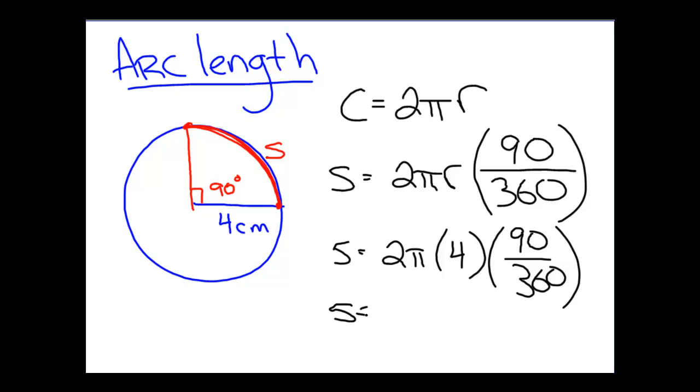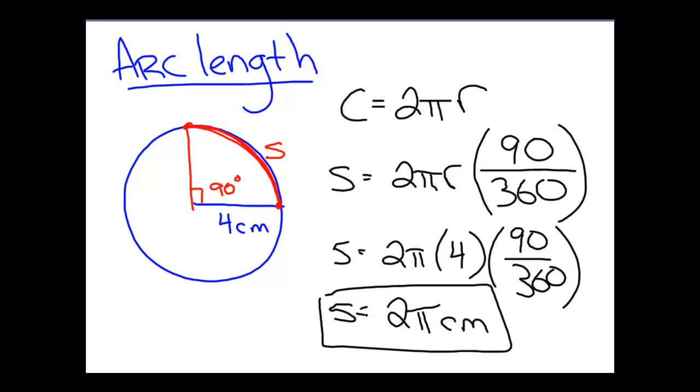If we work this out, this gives us an arc length of 2 pi times 4 is 8. 8 divided by 4, since 90 over 360 is 1/4, will simply give us, again, an arc length of 2 pi centimeters. So that would be the arc length we would get with our measures in degrees. And obviously, if we had an uglier angle, we would end up with uglier results.